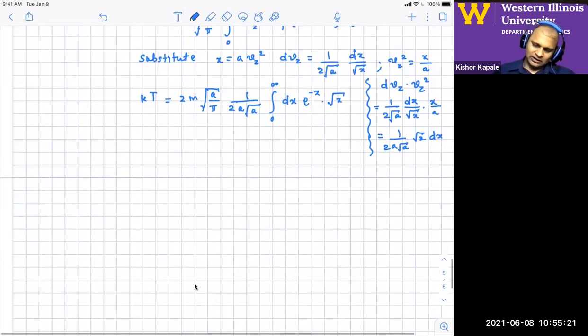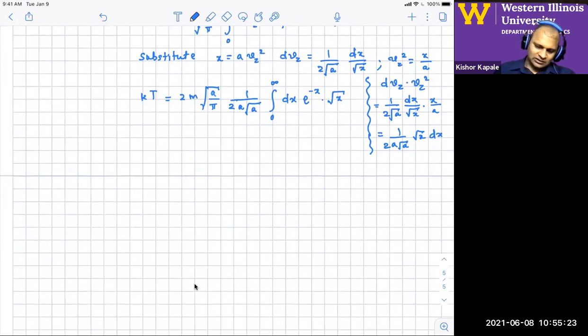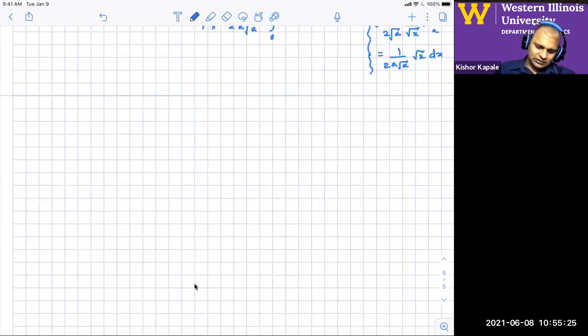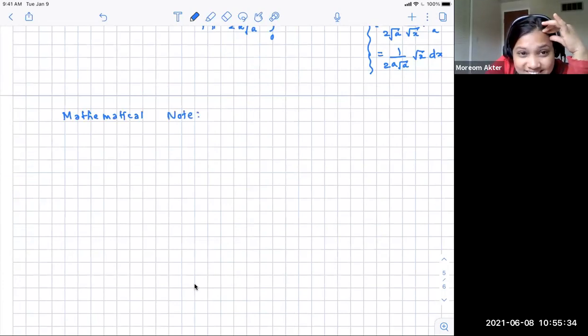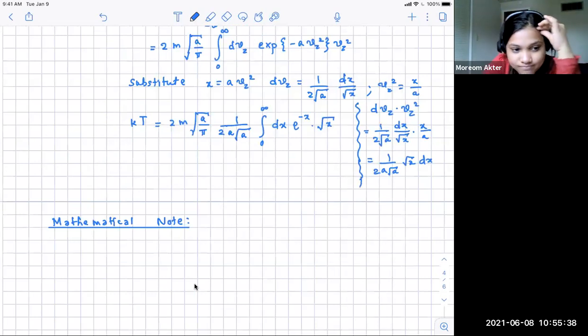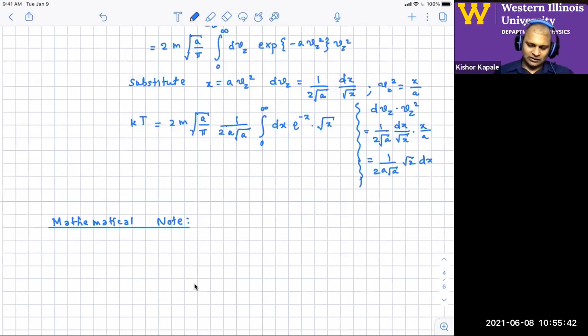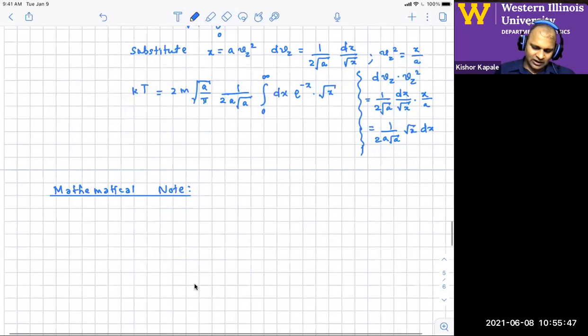So let's do a little digression. Let's call it a mathematical note. Can you go to the above, please? Yes. Thank you. Yeah, so it's just a change of variable. So let's take a look at a mathematical note. Let's look at something called a gamma function.